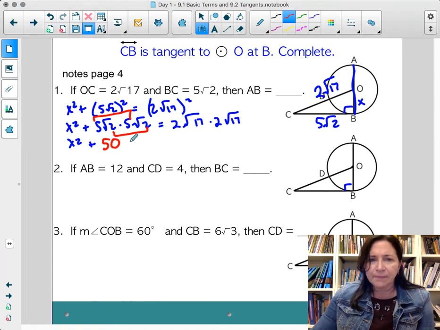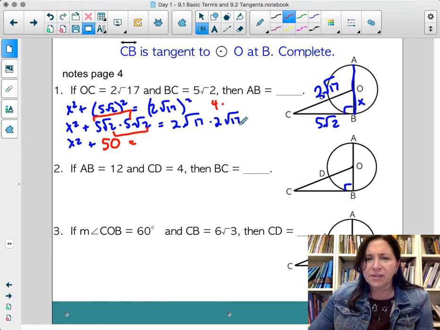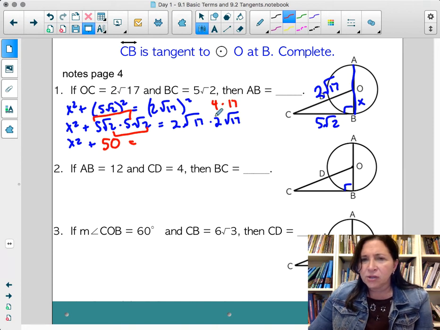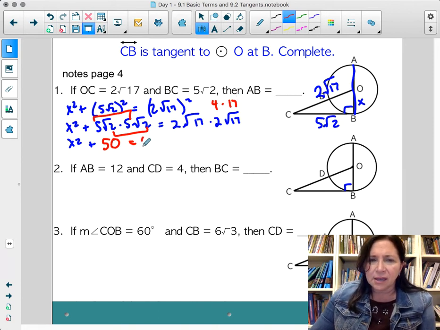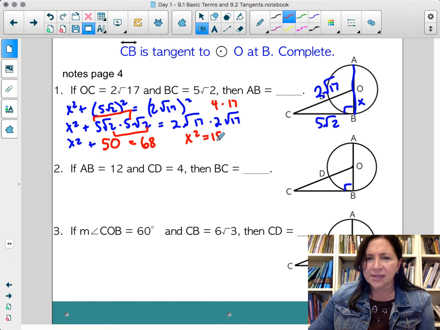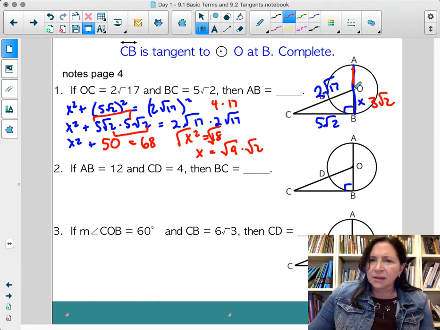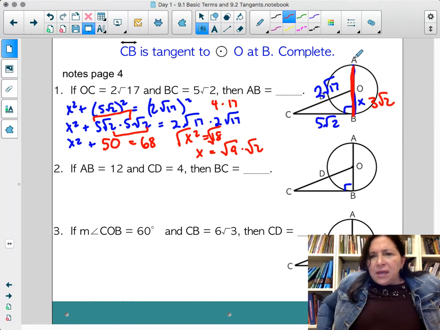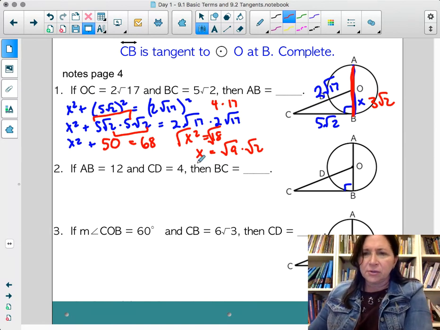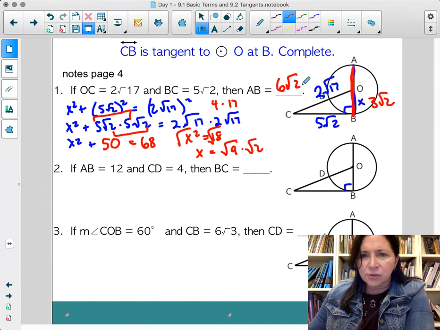which is 50. And then I have 2 times 2, which is 4. And then I've got root 17 times root 17 is just 17. So 4 times 17 is what, 68? Okay, so now we just have to subtract 50, and I get x squared equals 18. I square root both sides. I get x is equal to the square root of 18, which is the square root of 9 times the square root of 2. So for x, I have 3 root 2. And so that means that line, this diameter, that's AB. So what's 3 root 2 plus 3 root 2? So that's going to be 6 root 2. So this is 6 root 2.